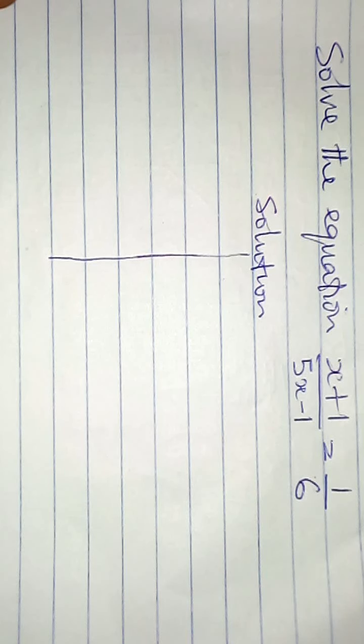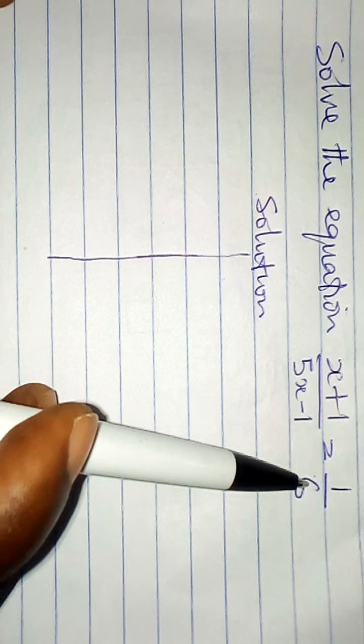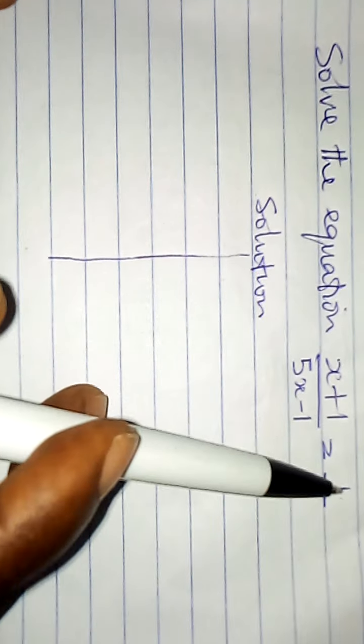Now let us peruse this question. Hallelujah. Now looking at the problem here, this is an equation that involves fractions. So what we are going to do without wasting time, we are going to cross multiply.